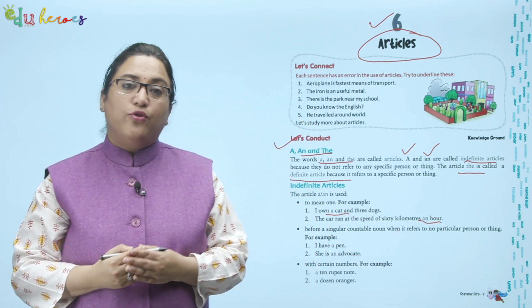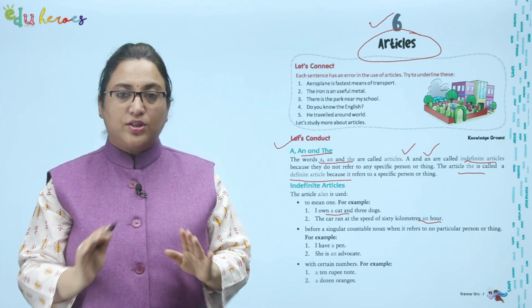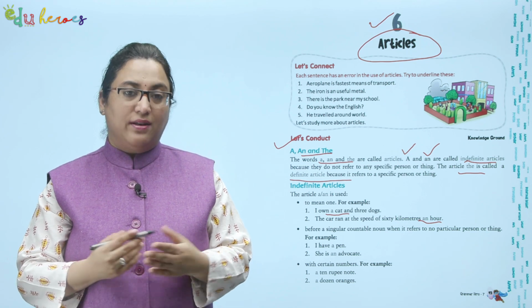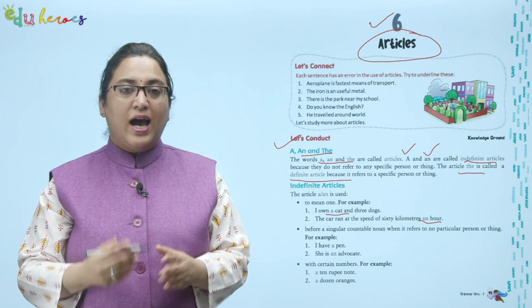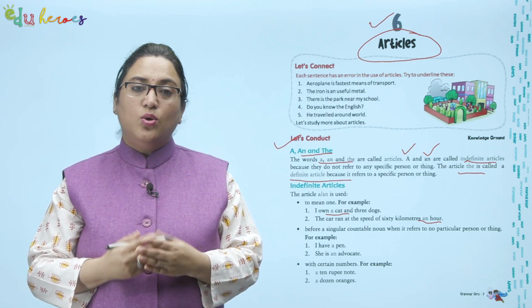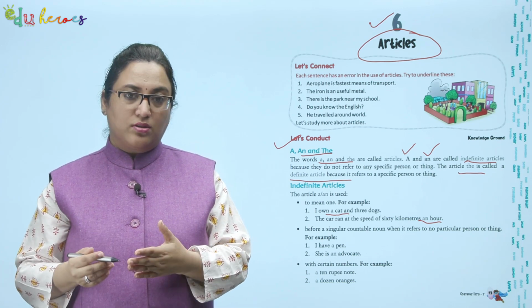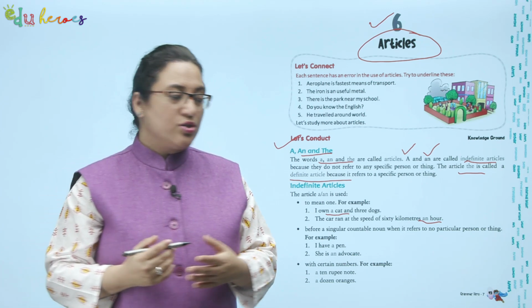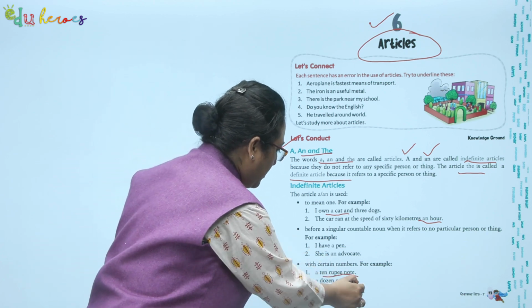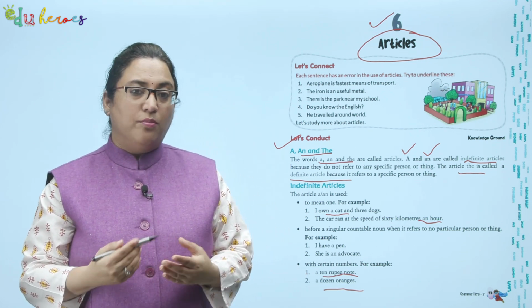It is used before a singular countable noun where it refers to no particular person or thing. For example, I have a pen. She is an advocate. So these are countable nouns. Also with certain numbers. For example, a 10 rupee note, a dozen oranges. So here both are numbers, a 10 rupee note and dozen means 12. So you can get number in different forms.